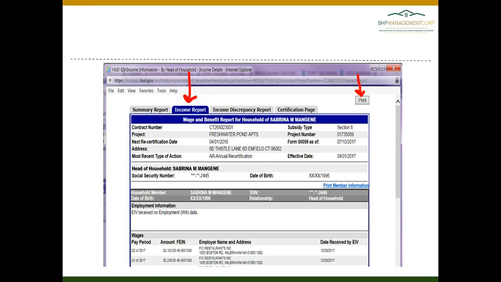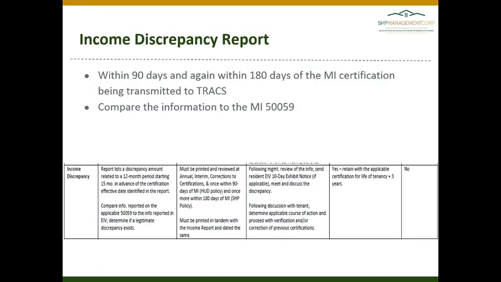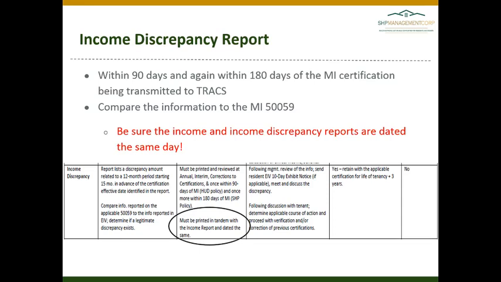So when you have run the by head of household Social Security number, you'll see the second tab is income report. You will print this and it is added to the section 5 of your resident file. In conjunction with that is the income discrepancy report, which is always printed at the same time as the income report. Must be printed in tandem, always, always, always. So if you're printing the income report, be sure that you are then clicking on the discrepancy page and printing that as well.